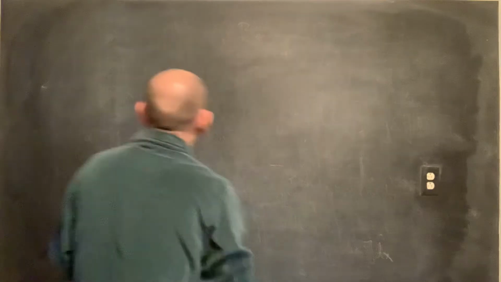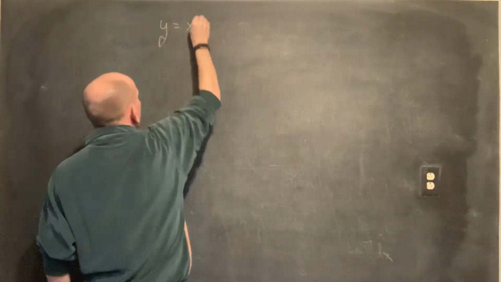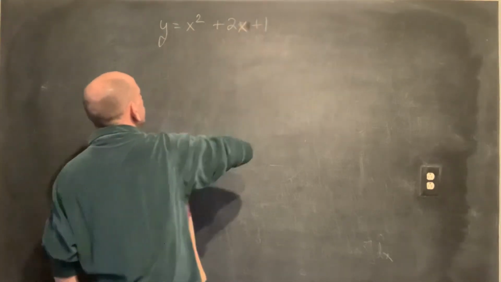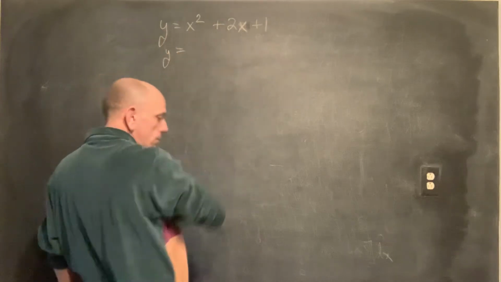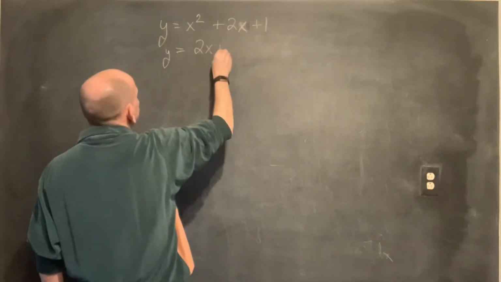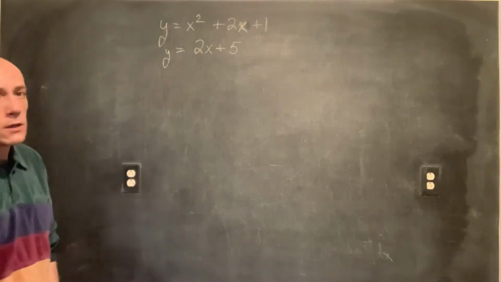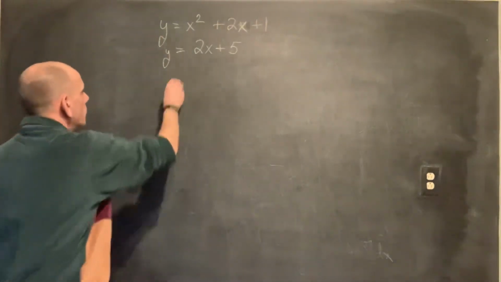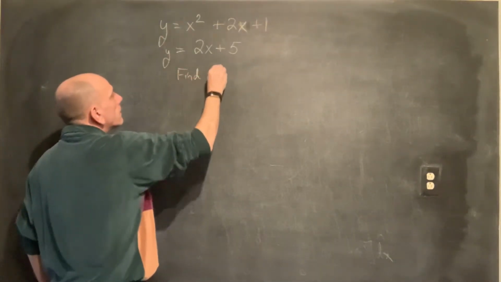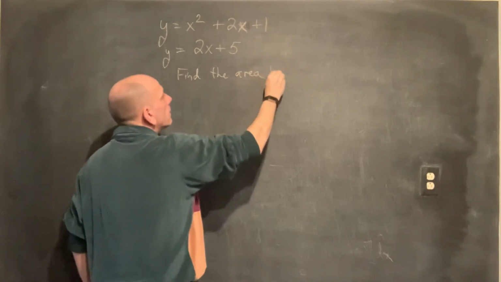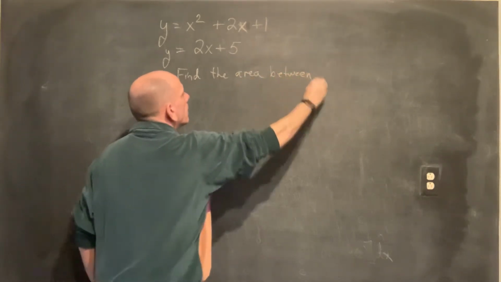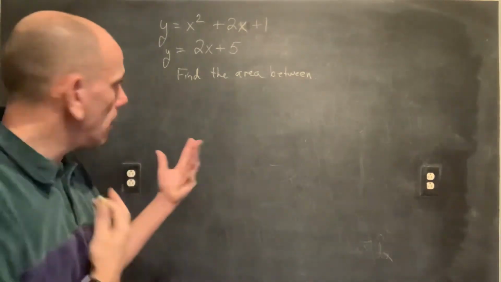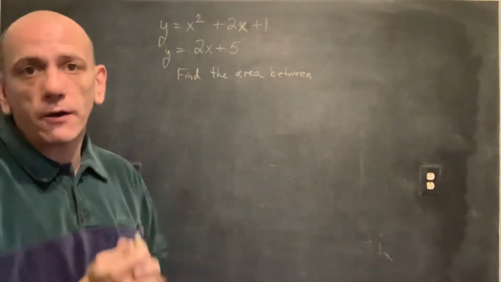Let's say we have y is equal to x squared plus 2x plus 1, and y is equal to 2x plus 5. Okay. So we're asked to find the area between them. That would be all the information we would actually even need in order to approach this problem. Just need two functions, find the area between them. Okay, cool.